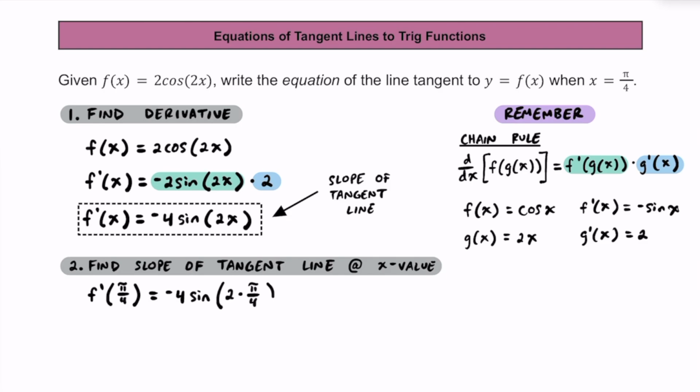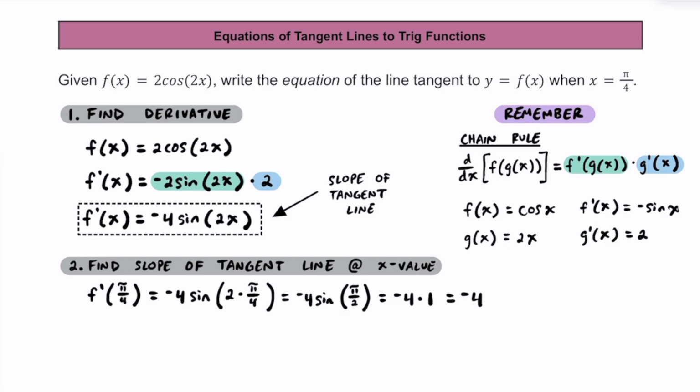All right, so if we go ahead and evaluate this, we'll get the slope of the tangent line at that specific x value. Now, if we want to simplify this a bit, we can just take this 2 and multiply it by pi over 4. So we can say that this is going to be negative 4 multiplied by sine of pi over 2, or 90 degrees. Now you want to remember some trig here. Sine of pi over 2 is just going to be equal to 1 because it's the y value on the unit circle at 90 degrees, which is 1 there. And so we have negative 4 multiplied by 1, and that's just going to be equal to negative 4.